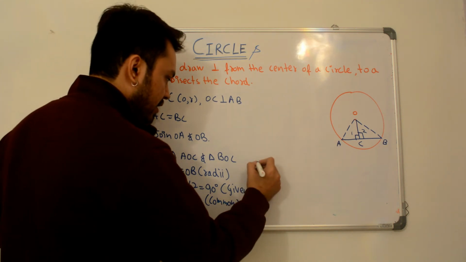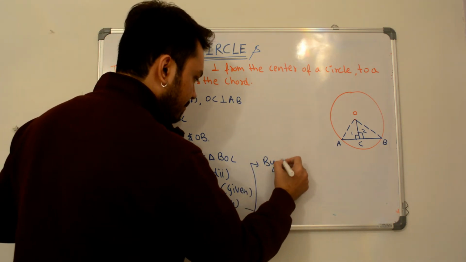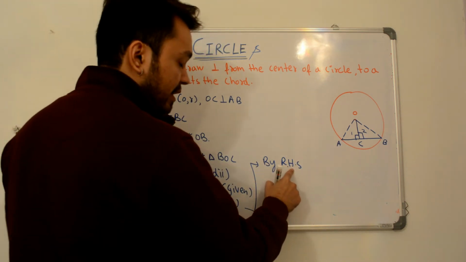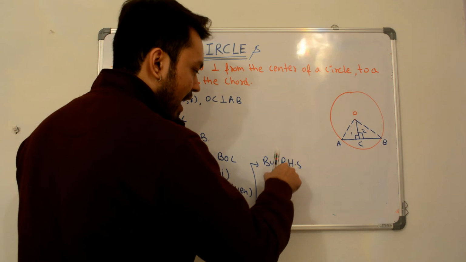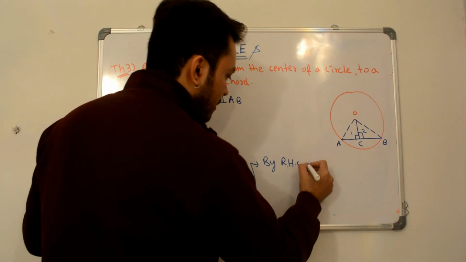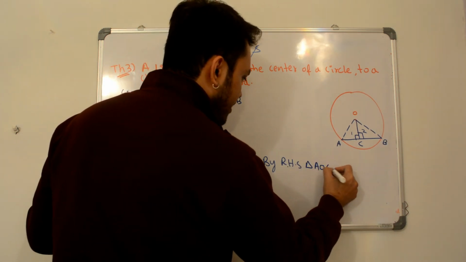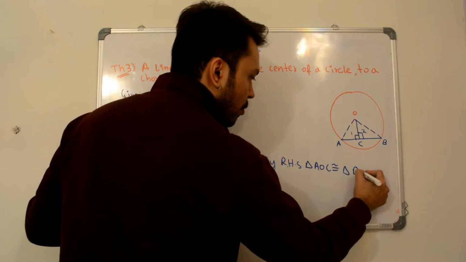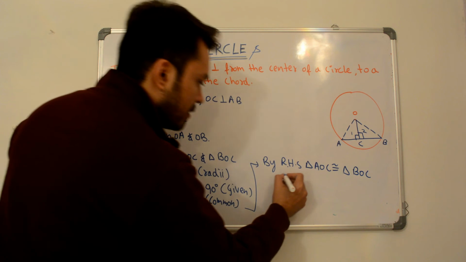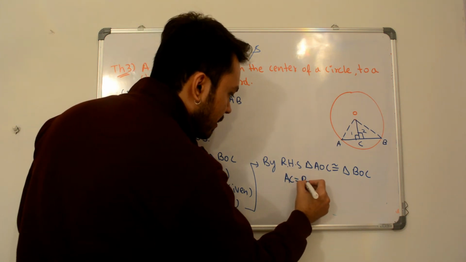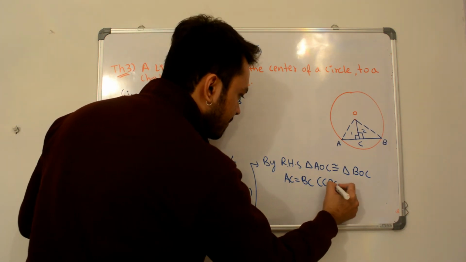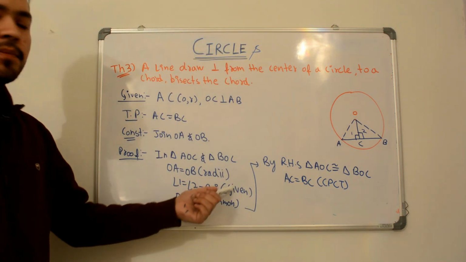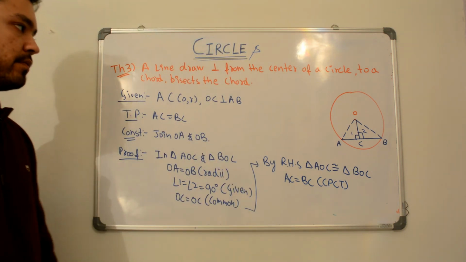So what condition do we have? By right angle, hypotenuse and the side of the circle, triangle AOC is congruent to triangle BOC, right? Therefore AC is equal to BC by CPCT. Very simple proof. I hope this is clear to all of you.